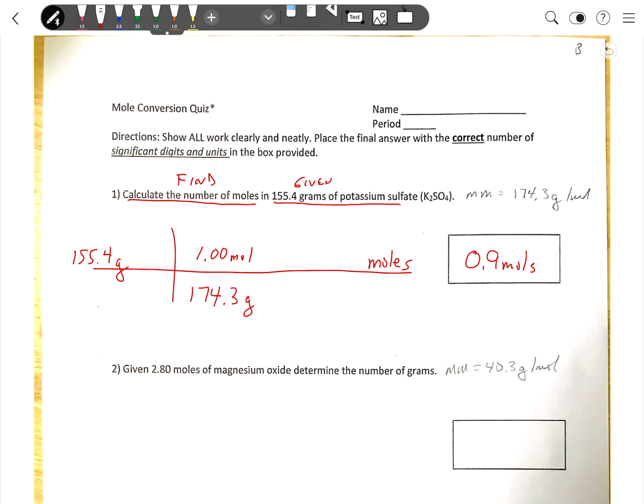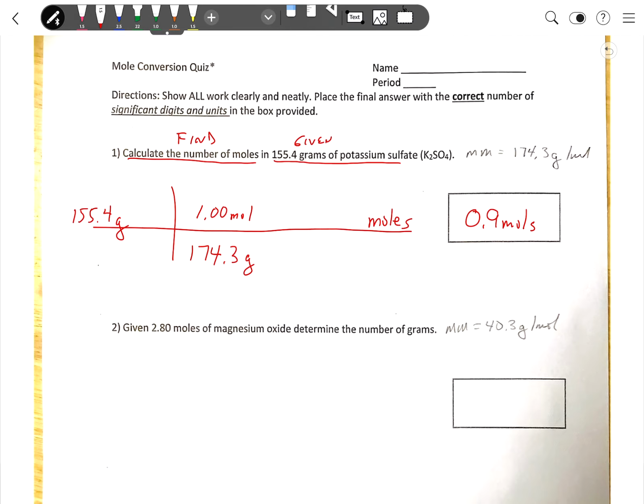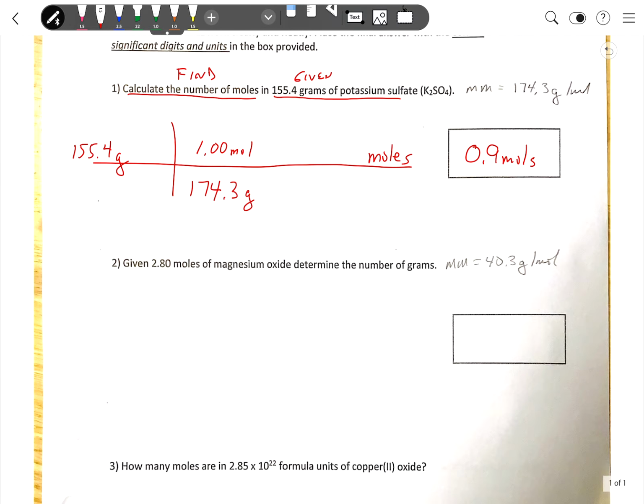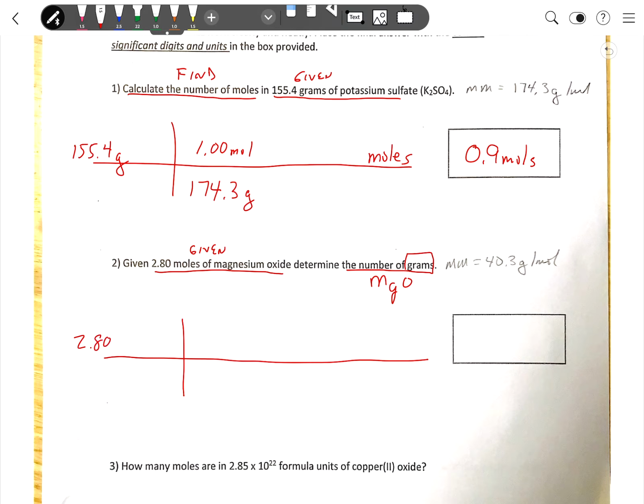Okay, very simple problem. The one thing you must do is learn how to use your mole conversion flowchart. At most, it's 2 steps, and this one happens to be a 1-step problem. Let's look at the second one. We were given 2.80 moles of magnesium oxide, MgO, and we have to determine the number of grams of that. So again, we have to make our chart here, write down what you've been given, and we've been given this. So we're going to write down 2.80 moles of that, and then we're going to write down what we have to find, the unit, and that would be grams.